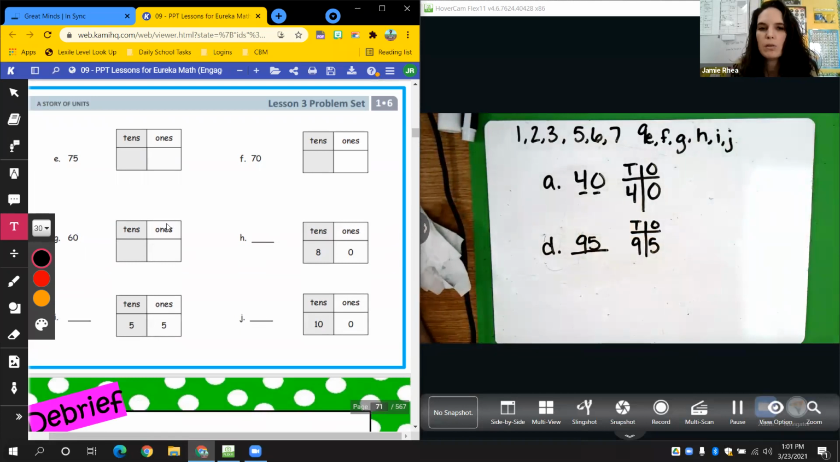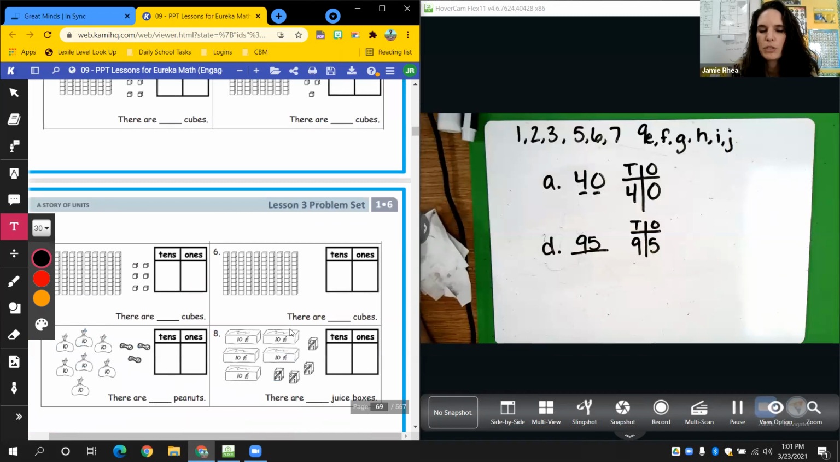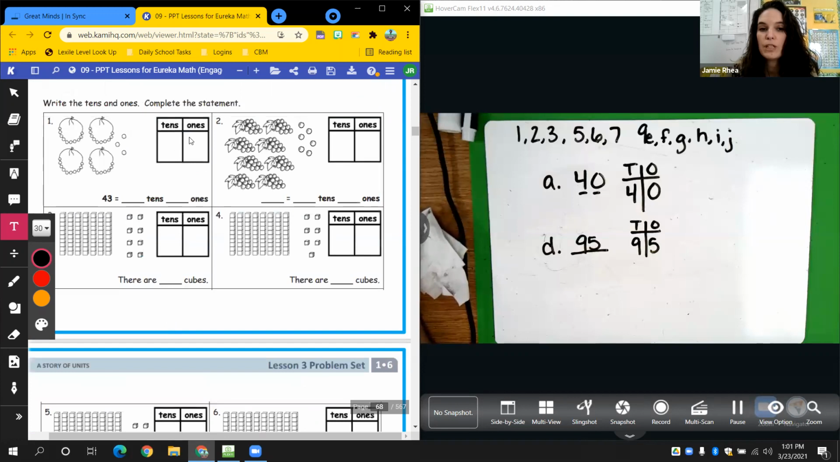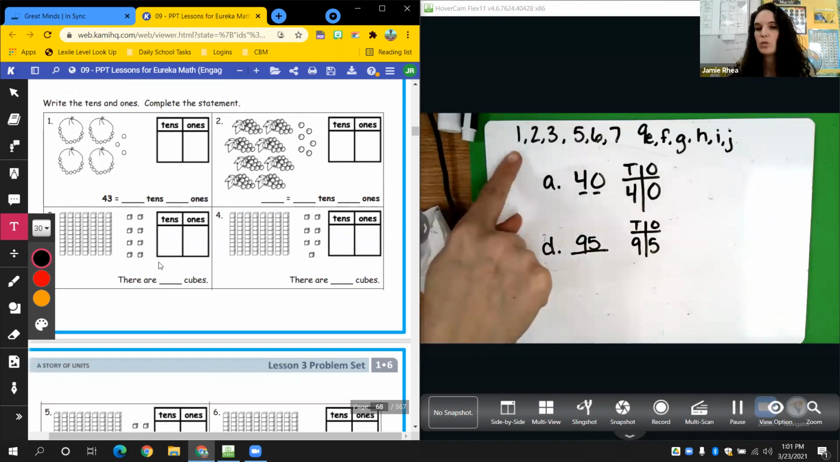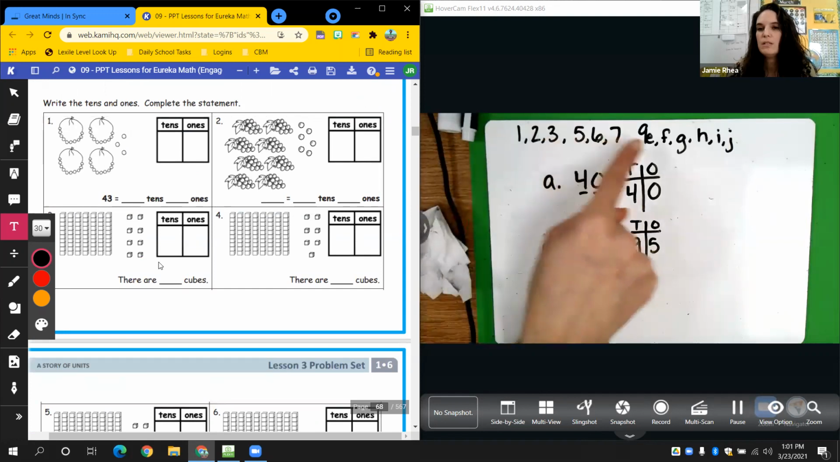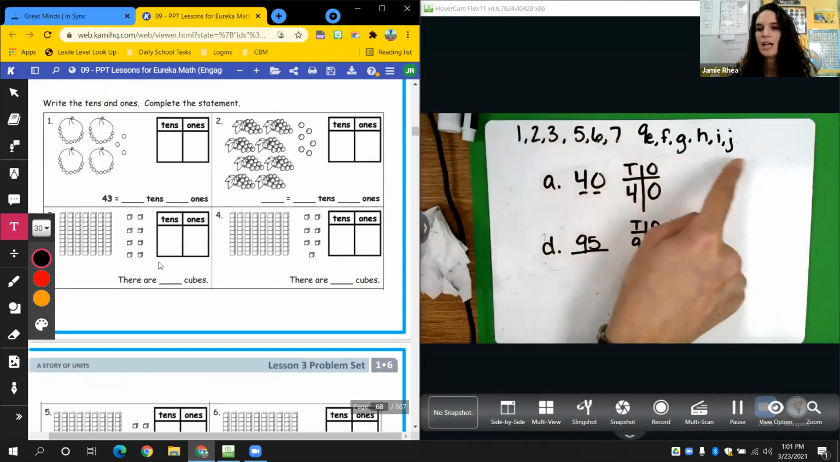All right, so fill in what you need to fill in here. Make sure you're filling in both the chart and your sentence statement. Up here, make sure you're filling in your chart and your sentence statement, okay? Oh, look, this one says there are blank cubes. Be careful, okay? So you're gonna do 1, 2, 3, 5, 6, 7, 9, E, F, G, H, I, J, okay?